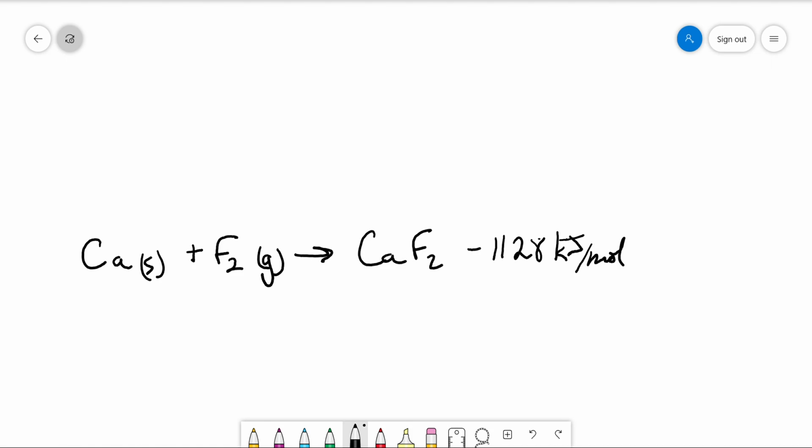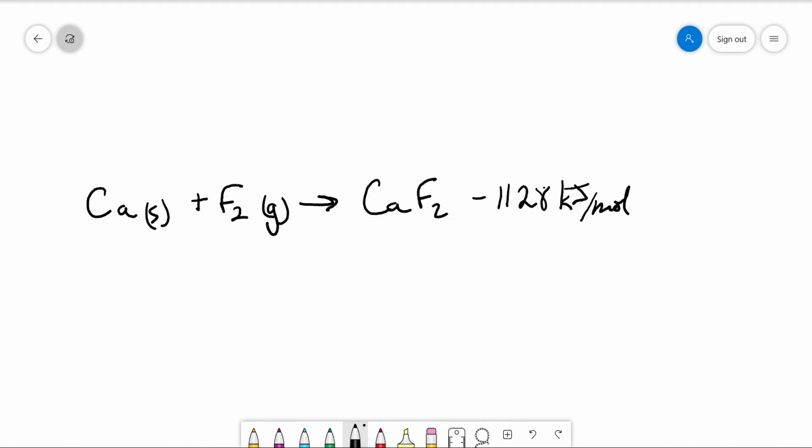And all of these are kilojoules per mole. I'll probably just stop writing that just because it gets a little tedious. So that's the overall net reaction. That is an exothermic reaction, so that is going to go down.